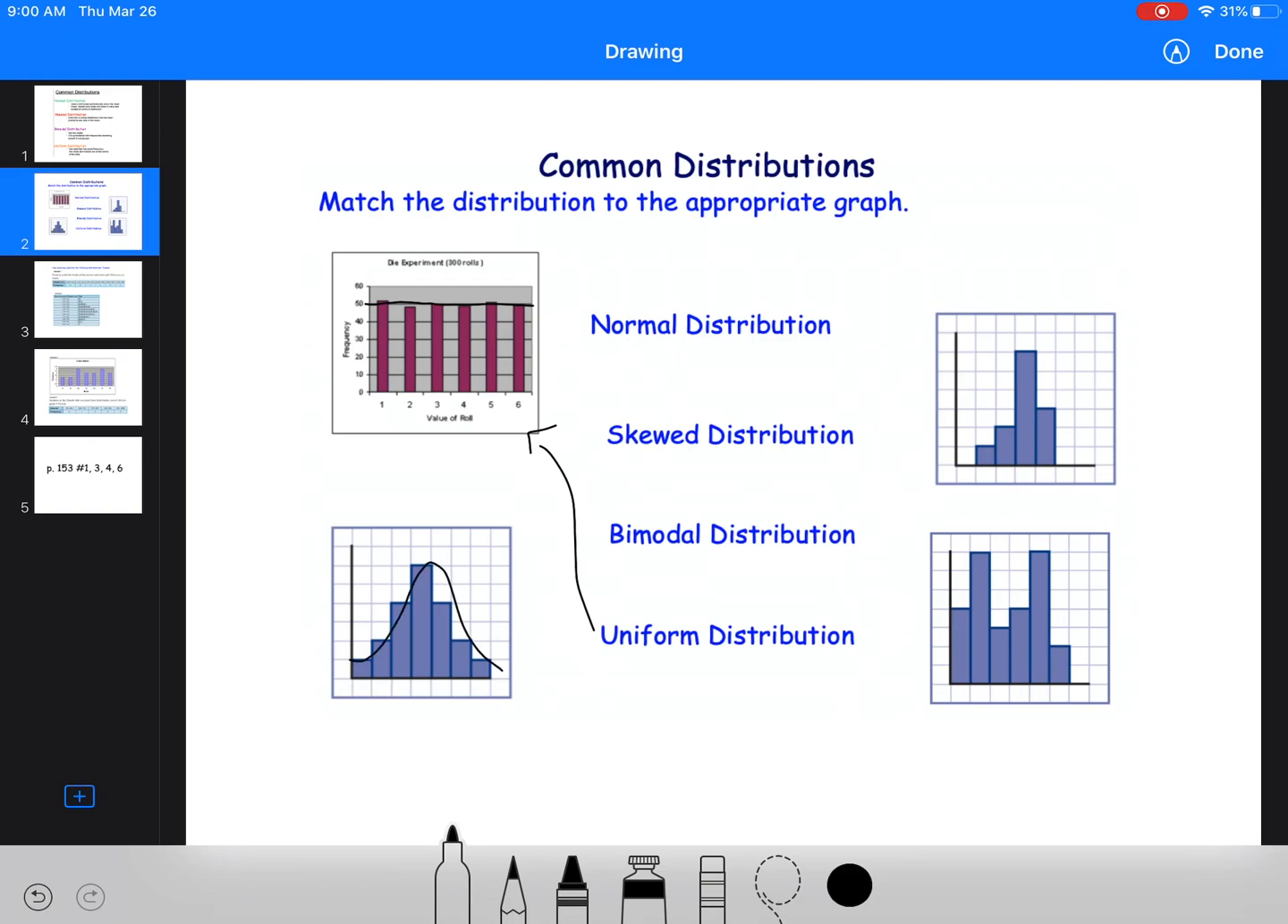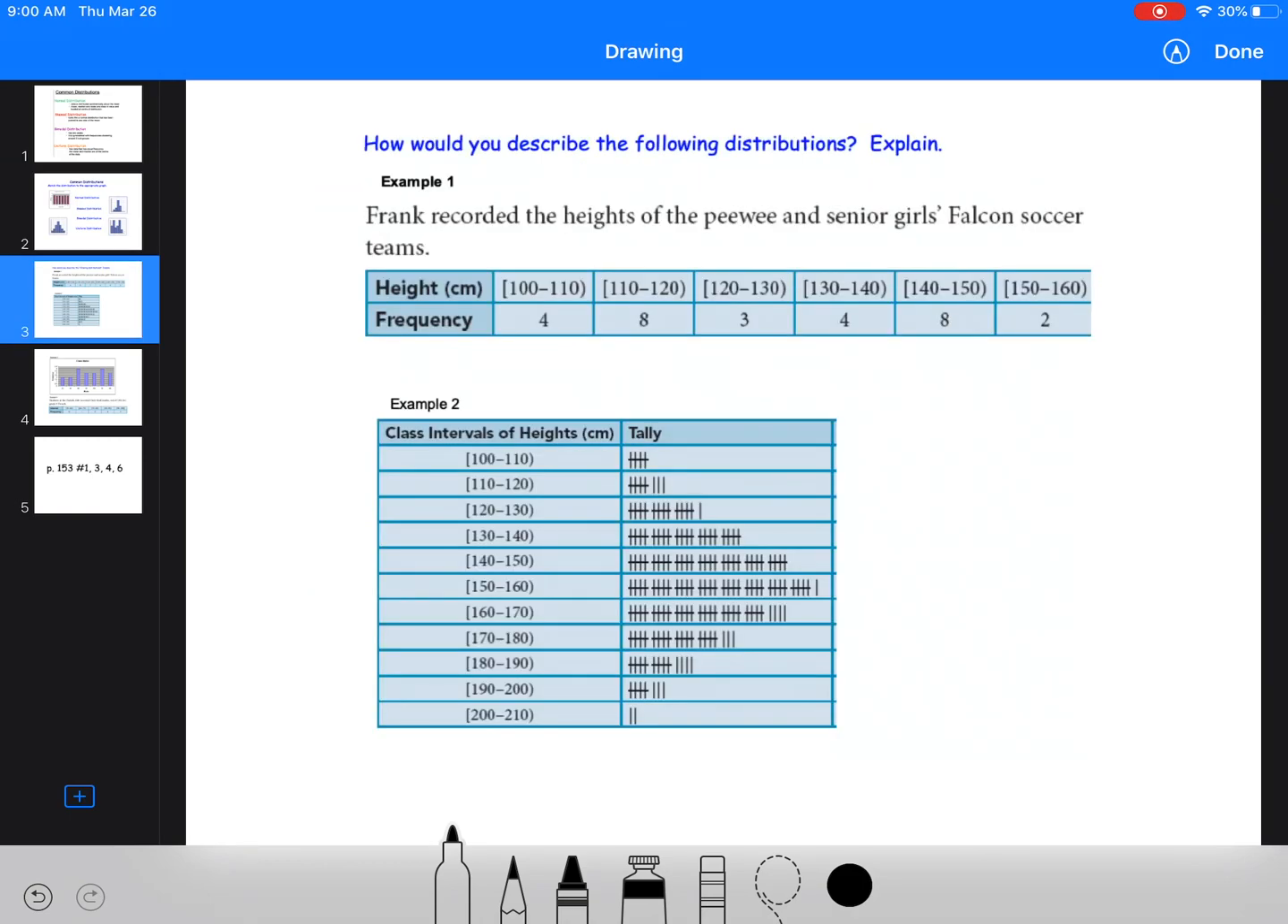We'll go below it. This one is the one that looks almost the exact same on both sides. I think I just butchered it a little bit there. So we've got that. The third one is kind of pushed over to the right. So this one's skewed. And this one is the one that has the two curves. So that's bimodal.